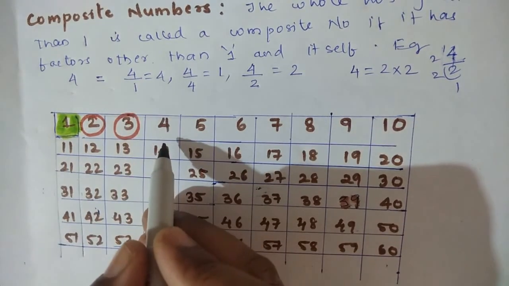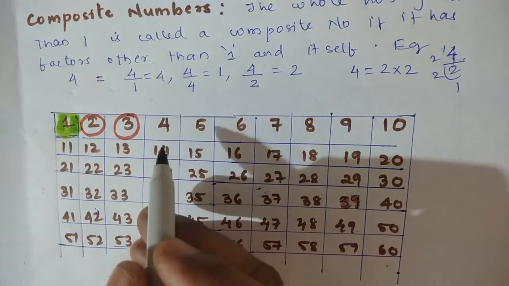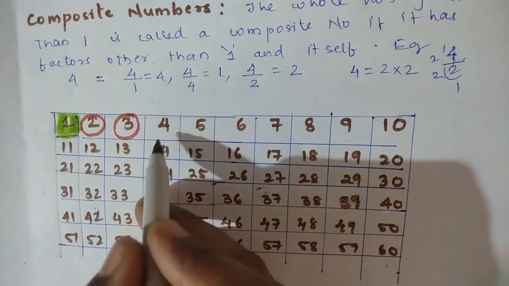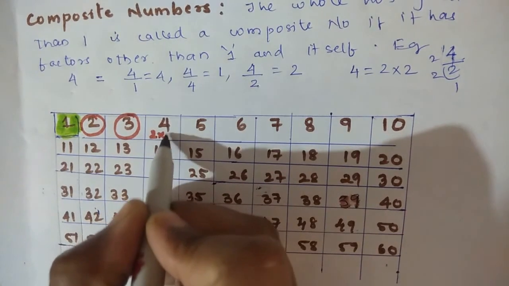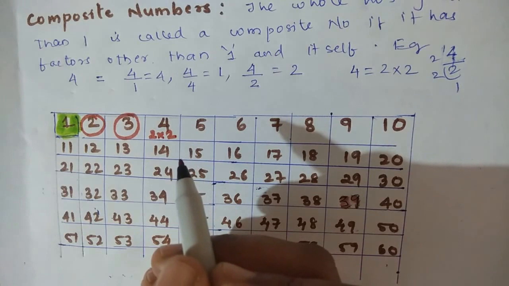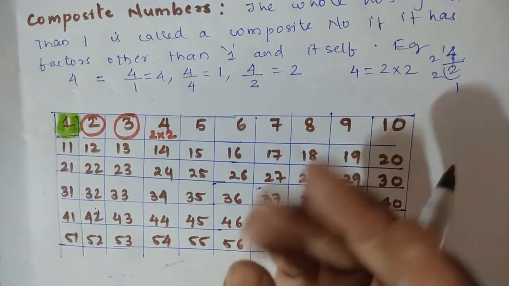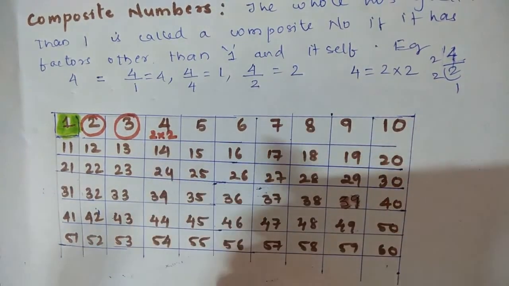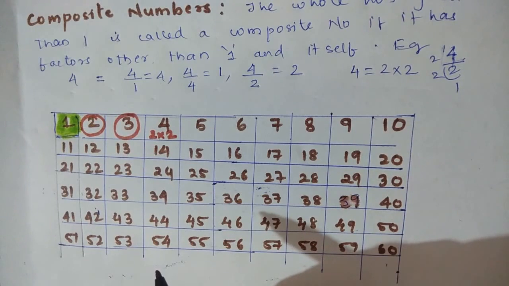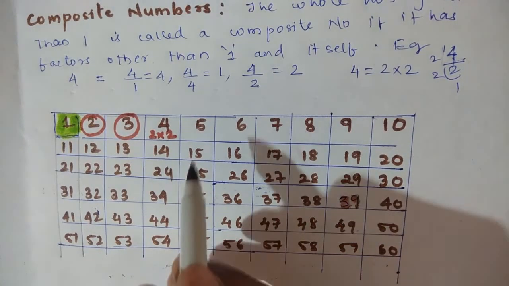But what about 4? 4 can be written as the product of smaller numbers. That is, 4 can be written as 2 into 2. So 4 has factors 1, 4 and 2. Therefore 4 is not a prime number, but it will be what? Composite number.